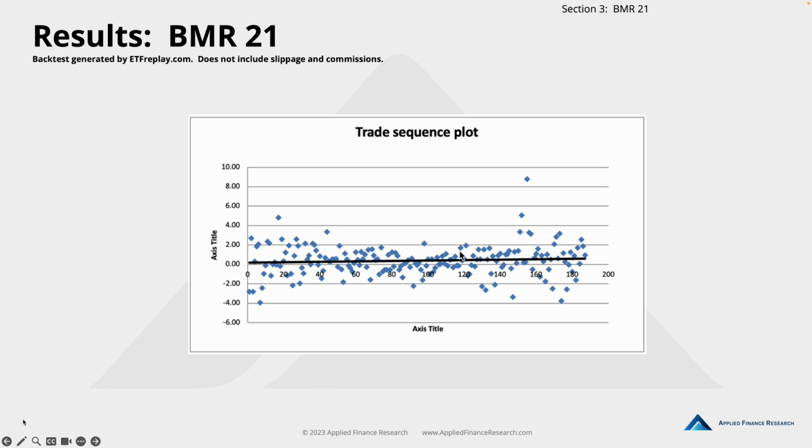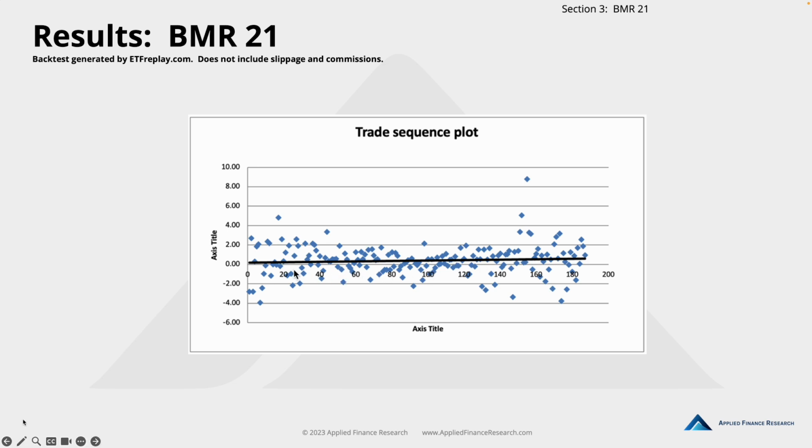Now, what's really interesting is the regression line that we can draw through the trade sequence plot. And this is where we can look to see if our system performance is increasing over time, decreasing over time, or staying level over time. And what we want to look at is the slope of this regression line.